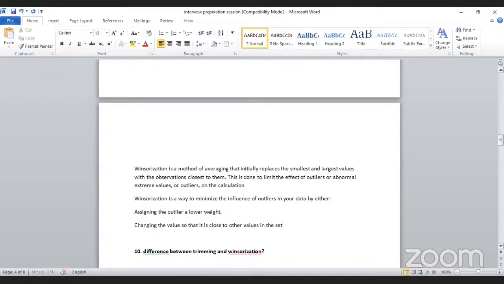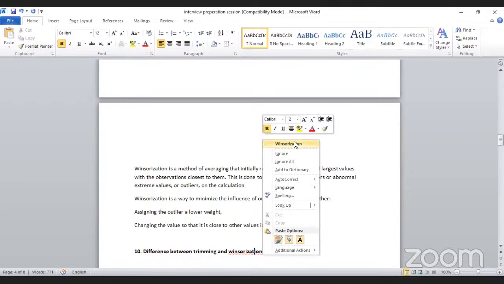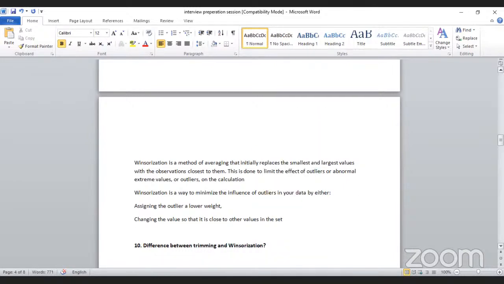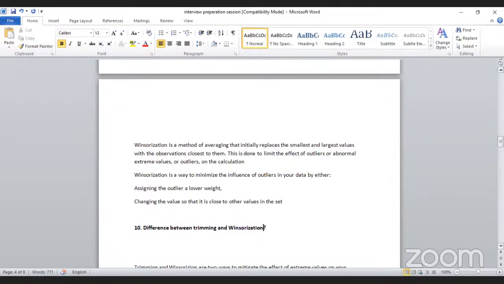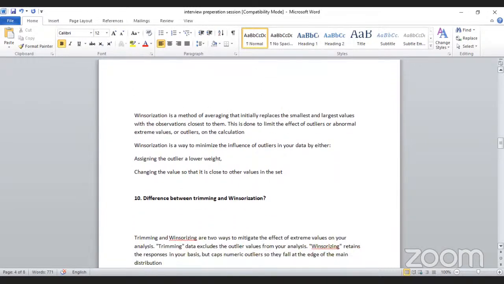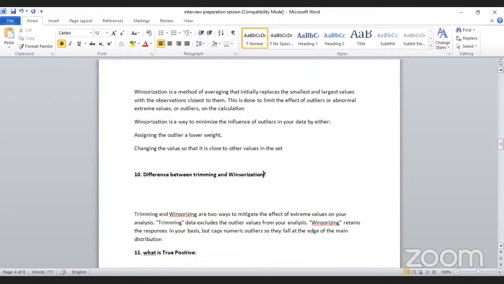So your next question is the difference between trimming and winsorization. So we have seen both techniques, right? Both techniques are related to outliers. Okay. So what is the difference between trimming and winsorization? So trimming and winsorizing are two ways to mitigate the effect of extreme values on your analysis.